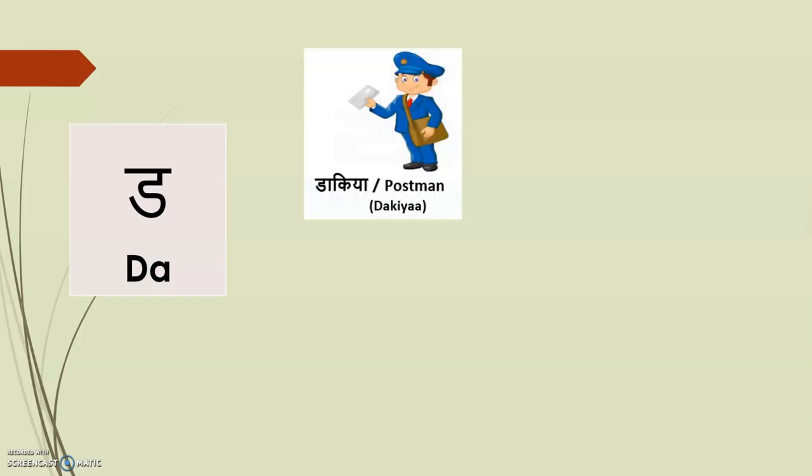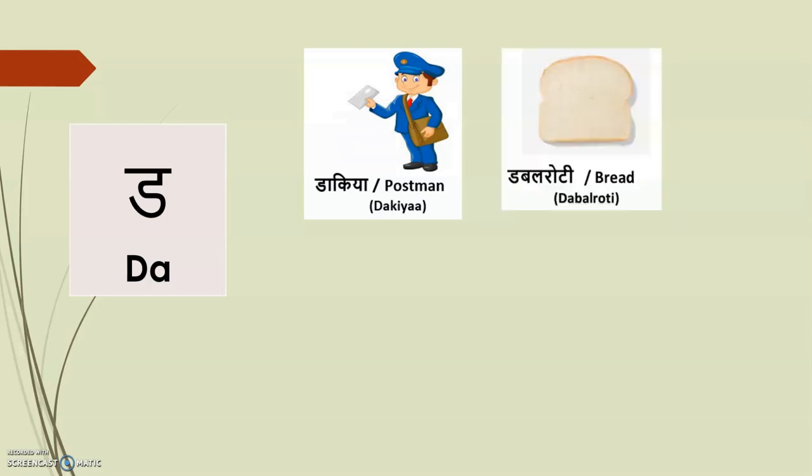In the first picture, we can see a postman, which is called dakia in Hindi. In the next picture, we can see a bread, which is called double roti in Hindi.